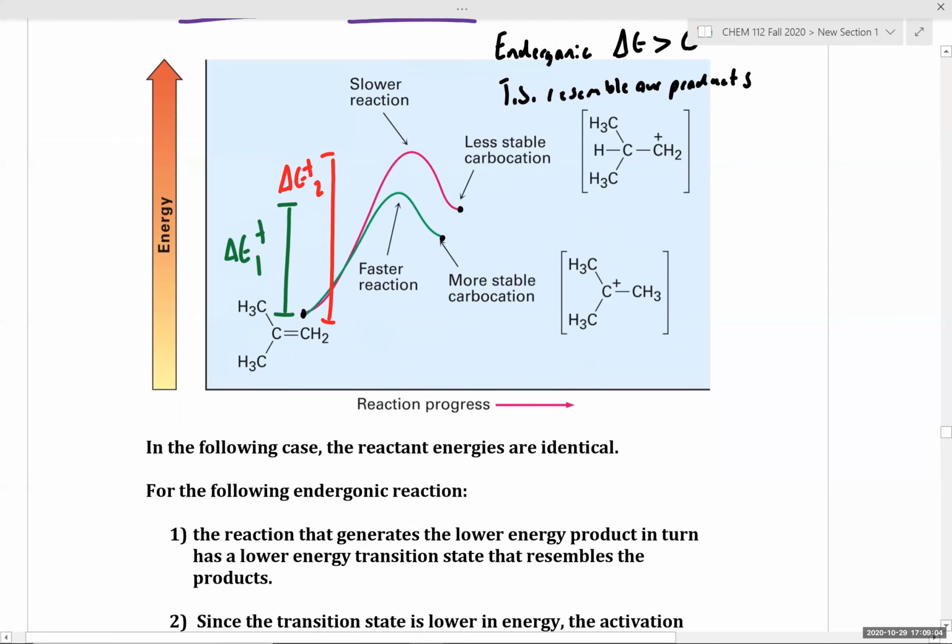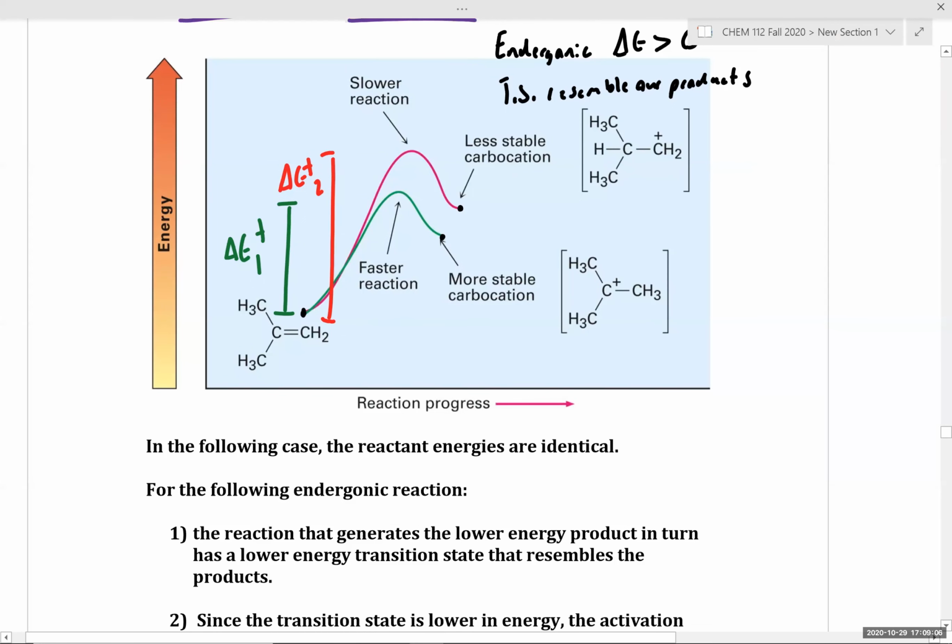Okay, so in the following case, as we notice, our reactant energies are identical for these two possible products. We're starting from the same reactant. However, the two products have slightly different energies. And as we notice, if we are comparing a primary versus a tertiary carbocation, which carbocation would we expect to be lower in energy? If we compare primary versus tertiary, which carbocation intuitively would we expect to be lower in energy, more stable?